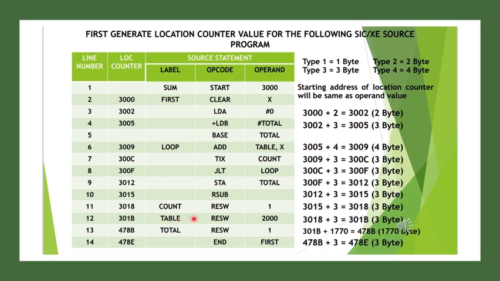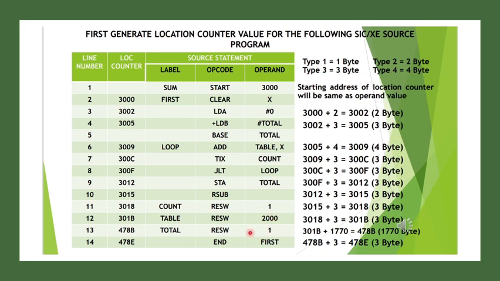And then next, TABLE RESW 2000. Now look at this. We are reserving 2000 words, and each word takes up 3 bytes, which means 2000 words takes up 6000 bytes. When we convert 6000 bytes into hexadecimal, we get 1770.